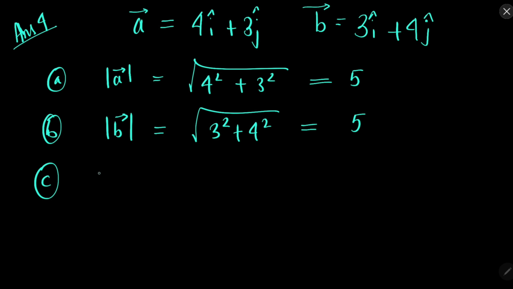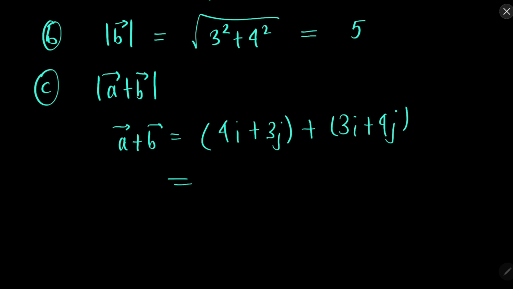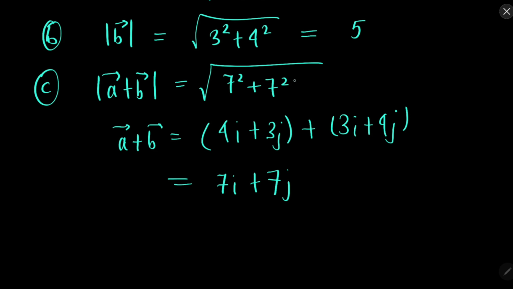Now see, here we are asked about the magnitude of a plus b. So how to find the magnitude of a plus b? Before we do that, let me tell you what will be a plus b. So a vector plus b vector will be 4i plus 3j plus 3i plus 4j. So how to find the addition? Just add them, i component to i and j component to j. So it will be 7i plus 7j. So ultimately it will be 7 square plus 7 square, which will give us 7 root 2.